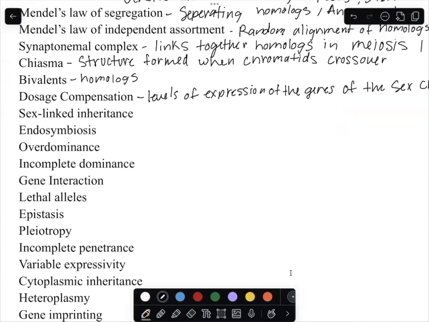So go back to sex-linked inheritance. So sex-linked is X-linked. Sex-linked is linked to the X chromosome.